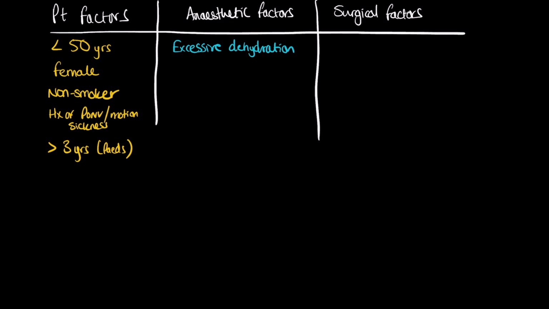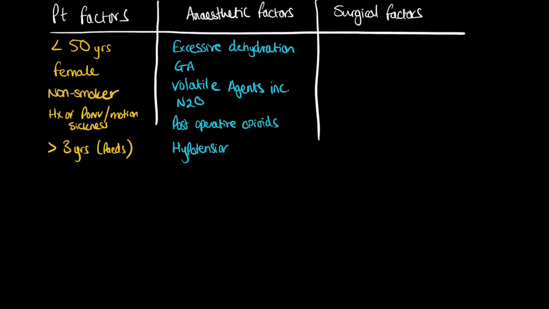Moving on to anaesthetic risk factors, these include having a general anaesthetic, using volatile anaesthetic agents, the use of long-acting opioids, using nitrous oxide as part of the gas mixture, hypotension perioperatively, uncontrolled pain postoperatively, and the use of neostigmine.